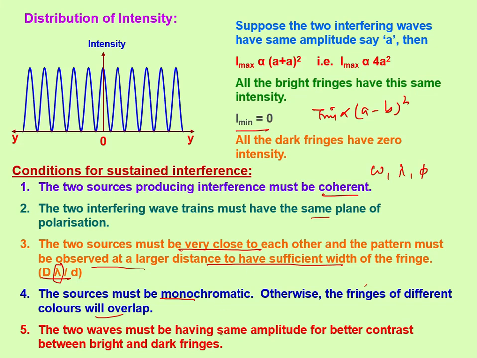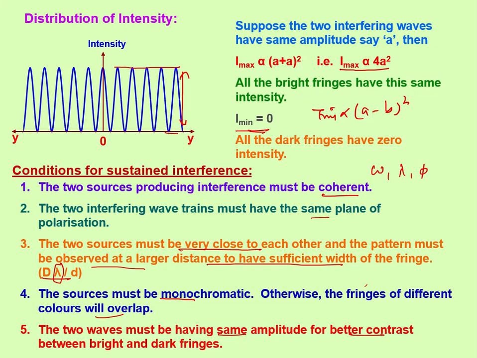Okay, and the two waves must have same amplitude for better contrast. Why better contrast? Because they have same amplitude, that means maximum intensity is 4A square, minimum 0. So we'll have large separation between maximum values and minimum values, so we can observe them very sharply and very distinctly on the screen. So these are the obvious conditions. The two sources must have same frequency, so coherent, they should be traveling in the same direction, they should be close to each other, they should have single wavelength, else it is not possible to see them separately. If they are single color, they should have same amplitude for better contrast of the fringes. So these are the conditions for sustained interference.